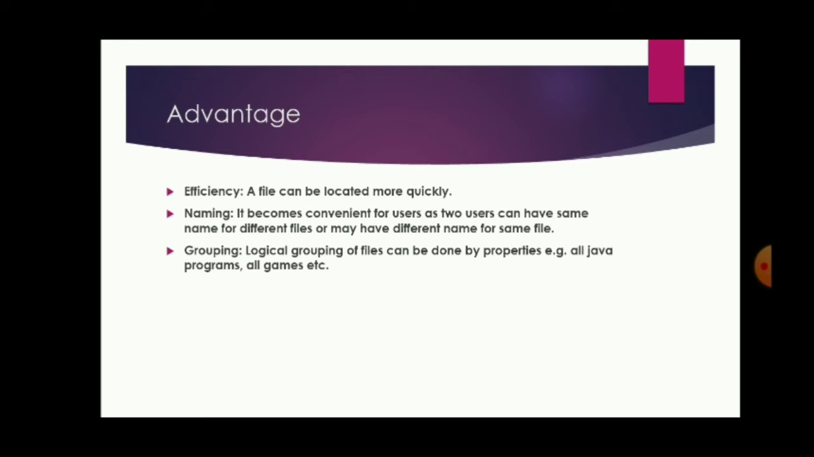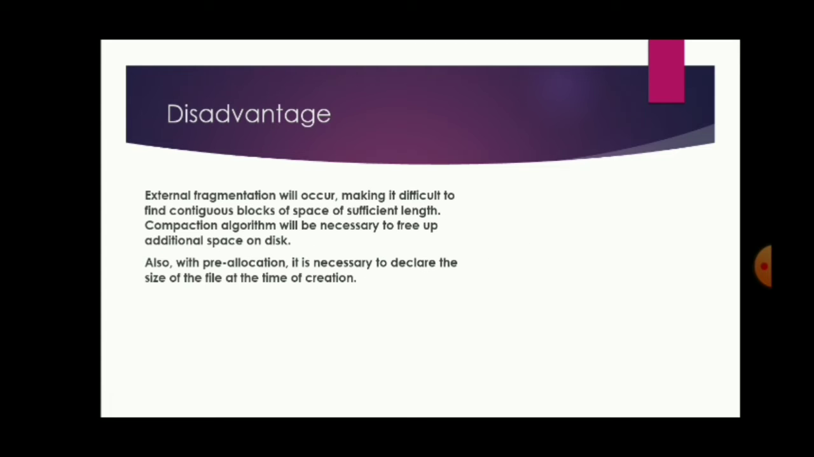Advantage. Efficiency: a file can be located more quickly. Naming: it becomes convenient for users, as two users can have the same name for different files or different names for the same file. Grouping: logical grouping of files can be done by properties, such as all Java programs, all games.